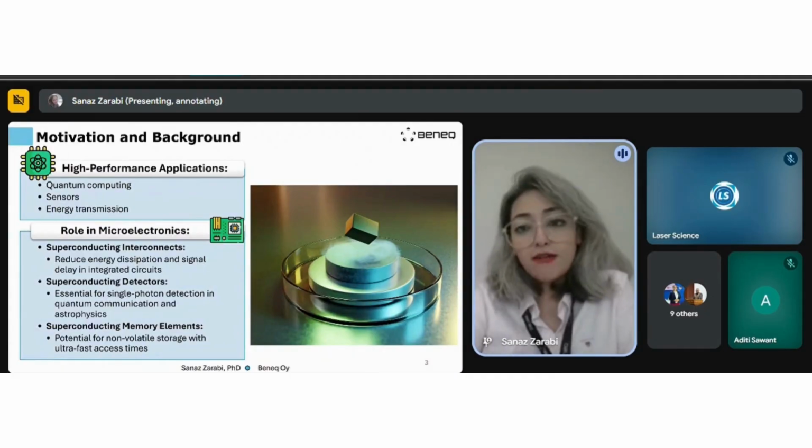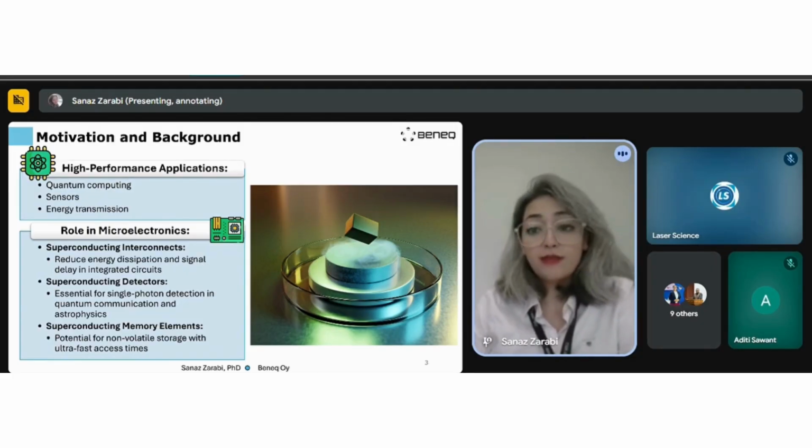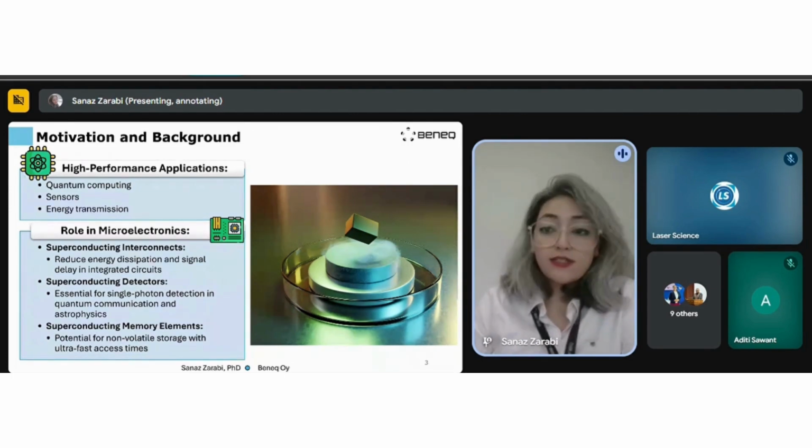Now, let's talk about the importance of superconductivity. Why do we care about it? Let's talk about their role in high-performance computing and quantum technology. Superconductors are a fundamental component in quantum computers, where they allow for the creation of qubits, which are the building blocks of quantum computation. Unlike classical computers, which use binary bits like zeros and ones, qubits can exist in multiple states simultaneously, enabling computations that are impossible for even the fastest supercomputers.